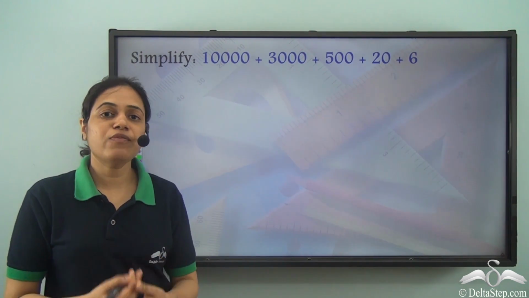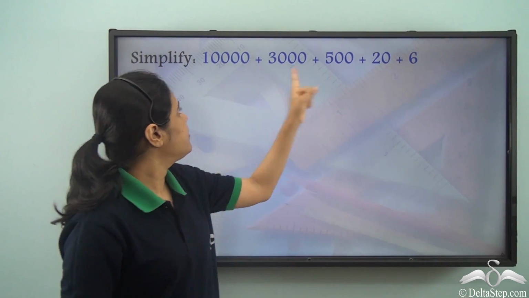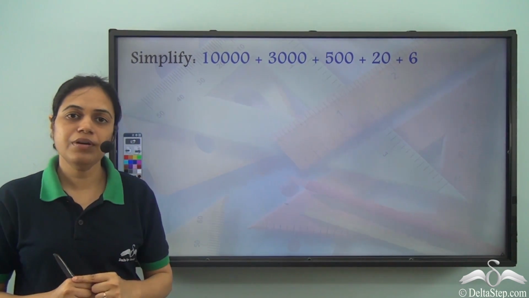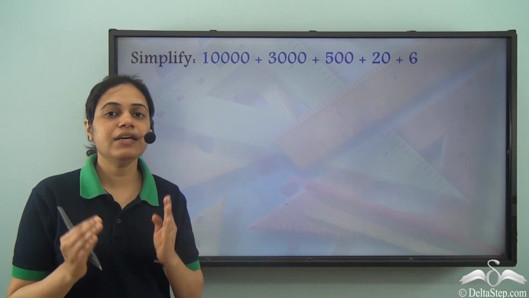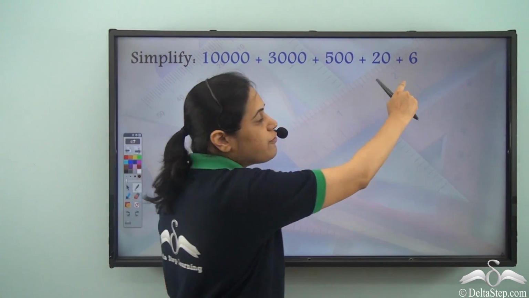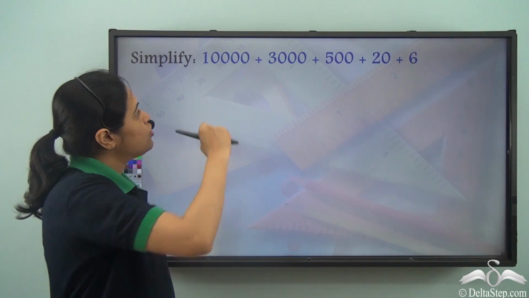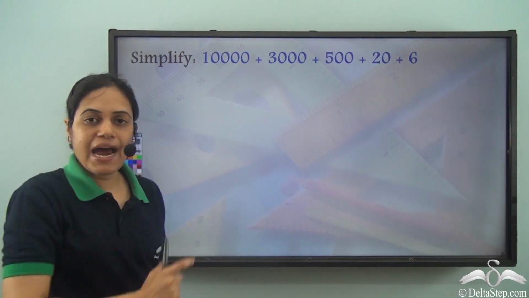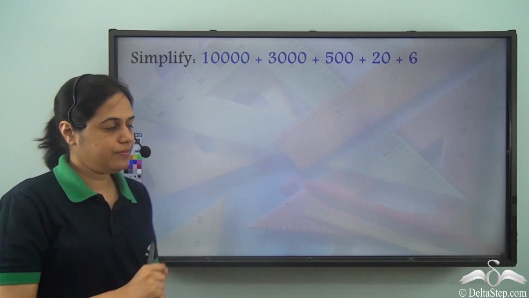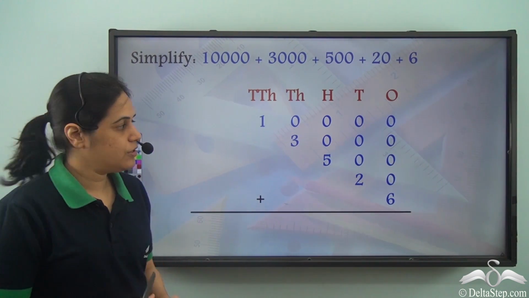Now what if I want to go the other way around? That is, I have the expanded form of the number and I want to find the number from that. So this is the expanded form where I am adding all the place values. So I can simply add these to get the number.